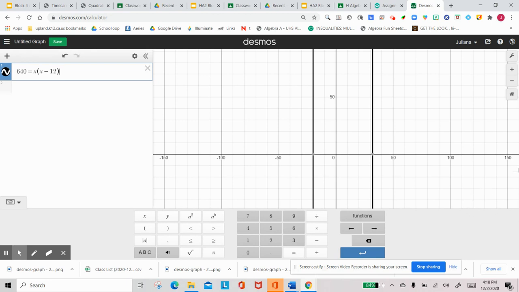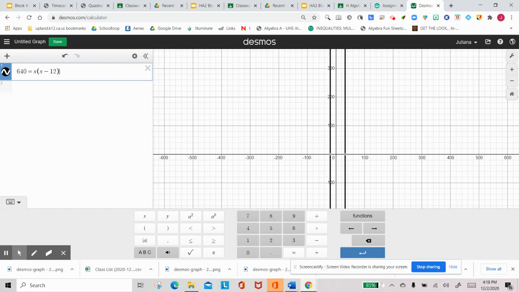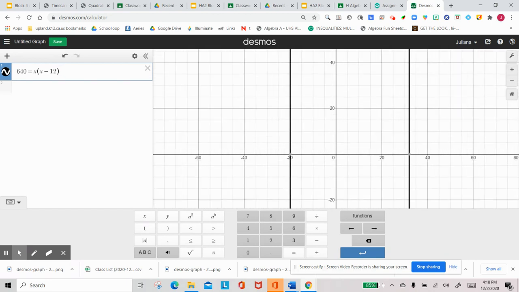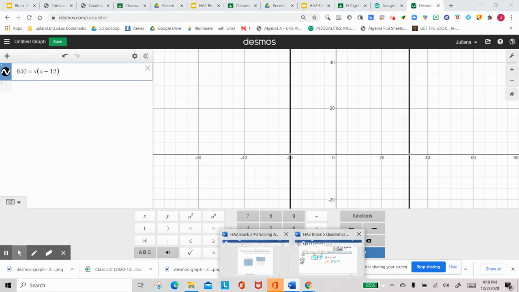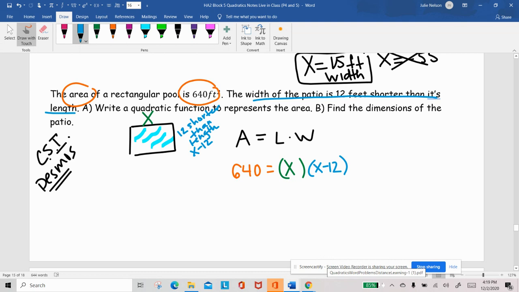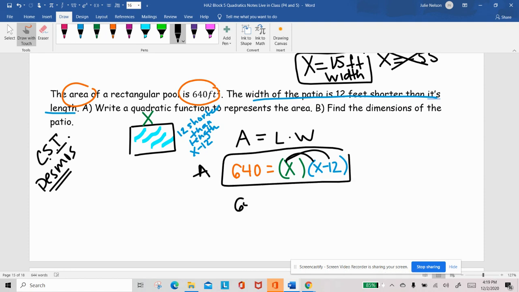And of course, I can zoom in and zoom out by pressing these plus and minus signs. Now, just know that you don't need to see the whole graph to get the answer. You already know, or hopefully you know, that this parabola is going up, because if I were to distribute the x, by the way, this right here is part A, I get 640 equals x squared minus 12x. I know this parabola is going up. I don't need to know what the whole thing looks like.